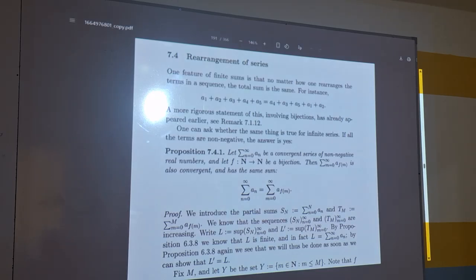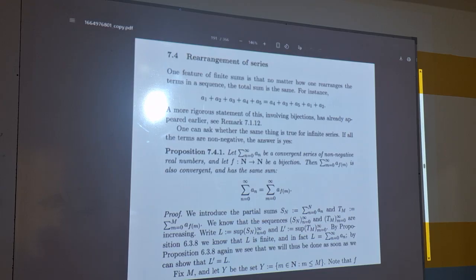So now the second series, the sum of a_f(m), is a rearrangement. When you have a bijection f from N to N, because it is onto, the set of all f(m) is again N. So when you write the sum over n from 0 to infinity of a_n, then the other side, the sum over m from 0 to infinity of a_f(m), the right hand side is a rearrangement of the series a_n.